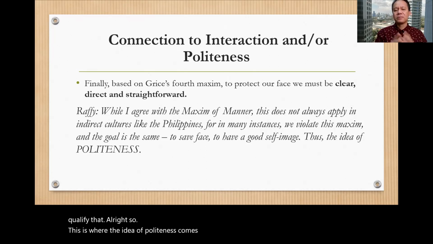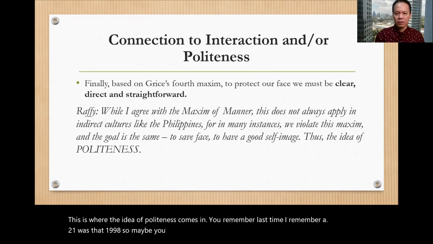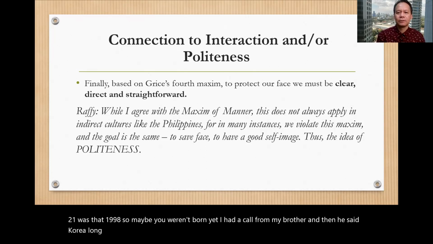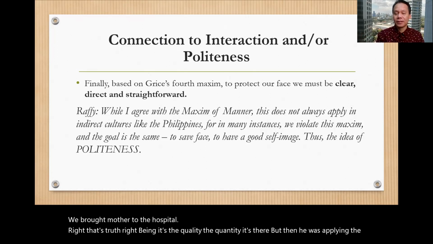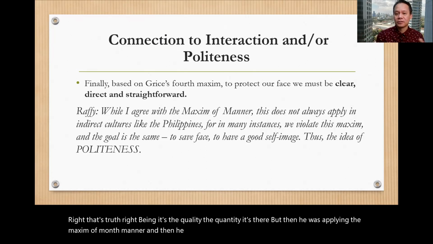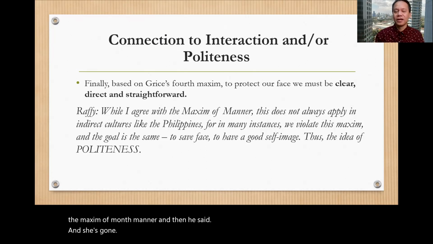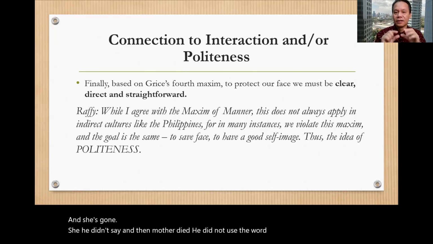All right. So this is where the idea of politeness comes in. You remember last time, I remember, when was that? 1998. So maybe you weren't born yet. I had a call from my brother, and then he said, Kuya, long distance, we brought mother to the hospital, right? That's truth, right? It's the quality, the quantity, it's there. But then he was applying the maxim of manner. And then he said, and she's gone. He didn't say, and then mother died. He did not use the word died, but he said gone.